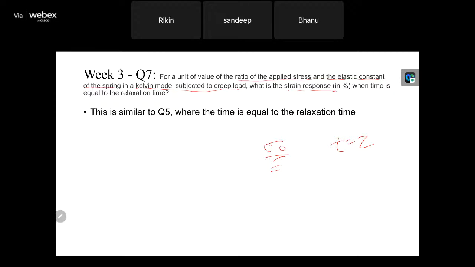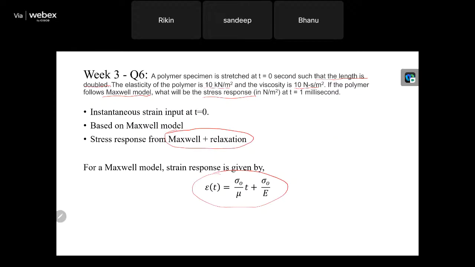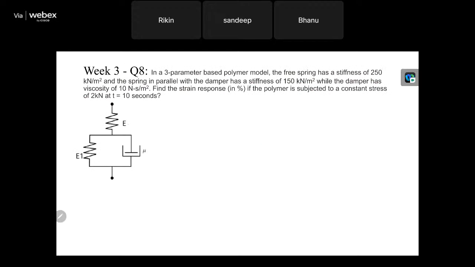Moving on to the next question. Question 8. In a 3-parameter based polymer model, the free spring has a stiffness of 250 kilonewton per meter square, and the spring in parallel with the damper has a stiffness of 150 kilonewton per meter square, while the damper has viscosity of 10 Pascal seconds.